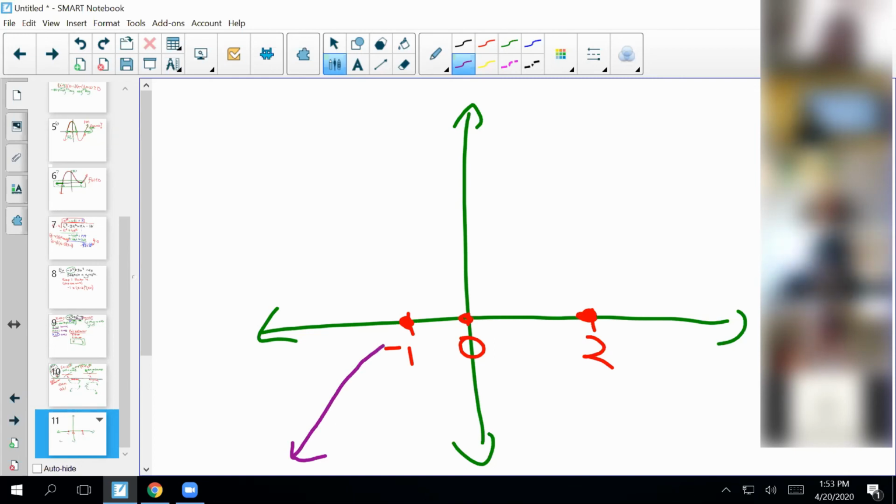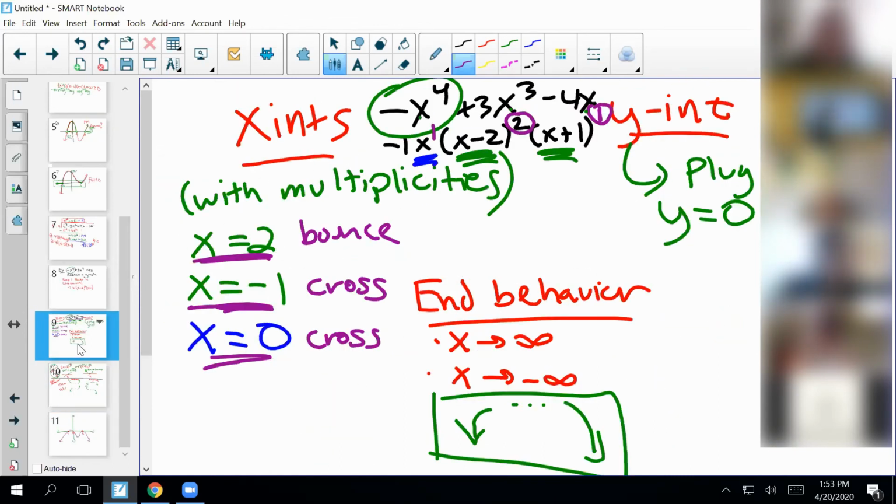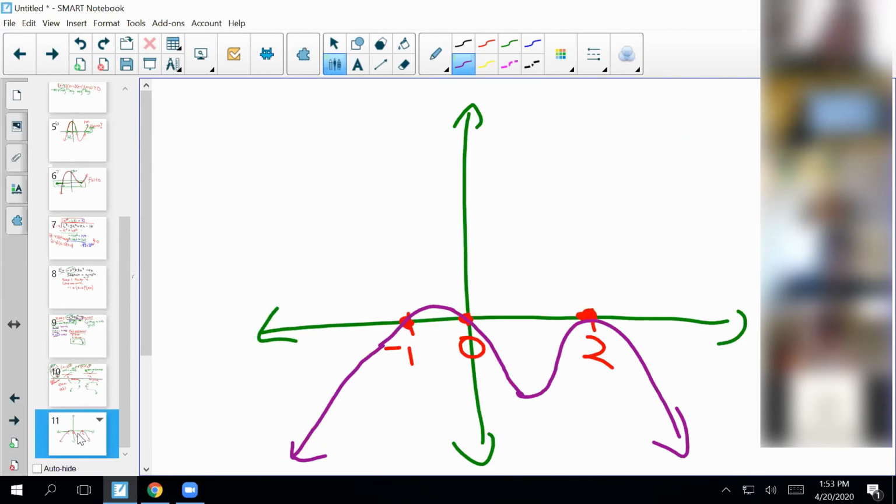Now this -1 is a cross, so I have to cross through the -1. The 0 is also a cross, so I have to bend down and cross through that. Now I have to get back to the 2, so I have to turn around. And that's a bounce, so I'm going to bounce off that. And then there's this nice natural check to your answer, which is, am I still following the end behavior, which is going down to the right? And yes, I am. So there you have it.